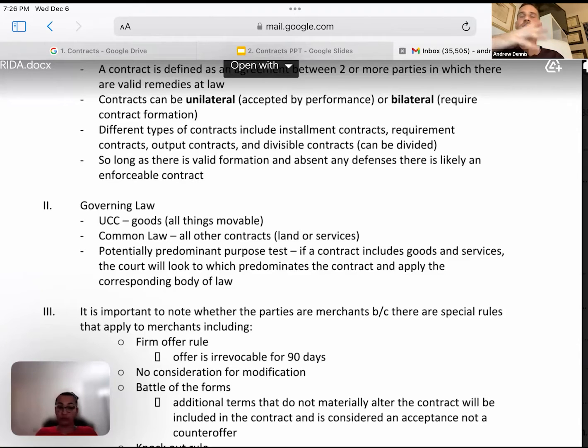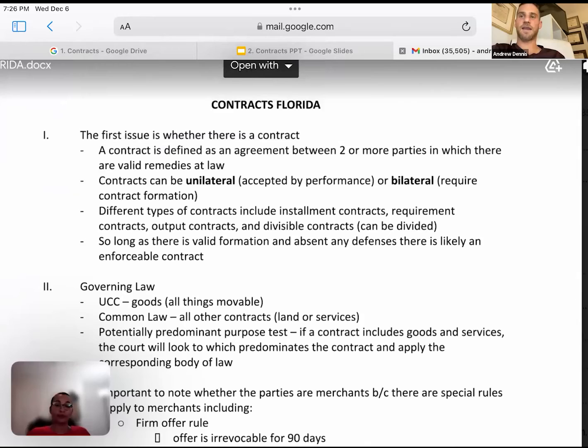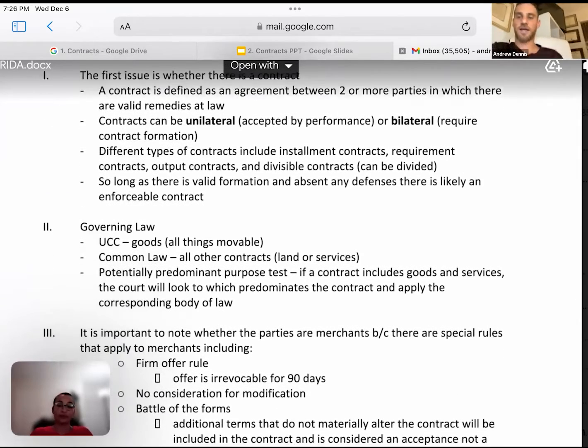In the formation, is it UCC or common law that's going to apply? We'll divide it and say it's 2 different contracts from the beginning. UCC applies to the goods, common law applies to the services. Does anyone have any questions about that? About contract formation and whether there's a contract or not?